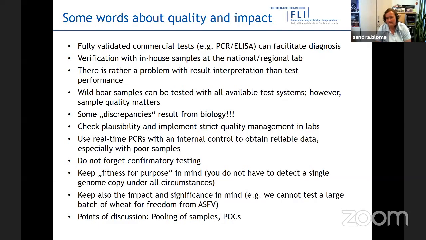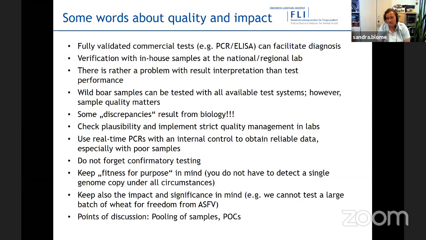Keep also the impact and significance in mind. You cannot, for example, test a large batch of wheat for freedom from ASFV. If you have a positive result, it tells you something, but if you have a negative, you may have just taken the wrong sample. And there are some points of discussion.